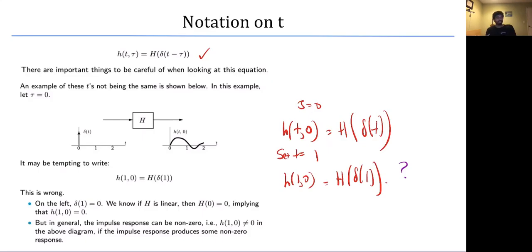Well, because my times are not equal on the left-hand side and right-hand side of the equation, I actually can't write this. You can see from the form of the equation that this doesn't really make sense. If you look at this portion right here, h of 1, 0, that's some value. I don't know what the value is. Maybe it's 0.3, or some non-zero value. And let's look at what delta of 1 is. Delta of 1 is right here, which is 0. So this equation doesn't work if you treat the time axes as the same. So this is not correct.